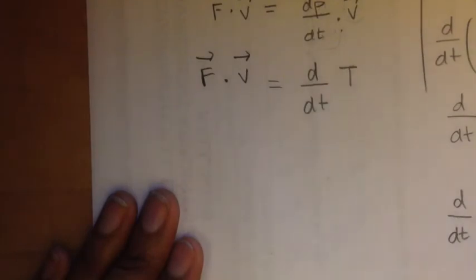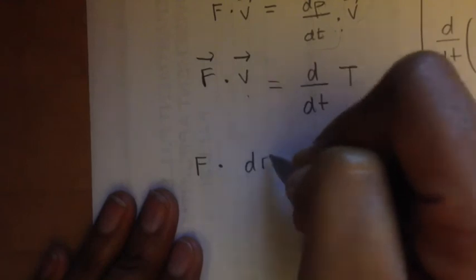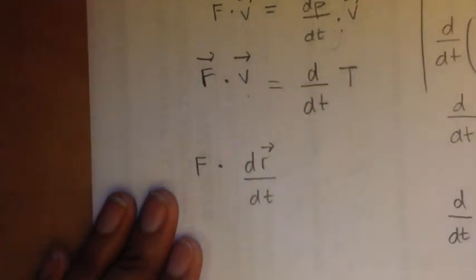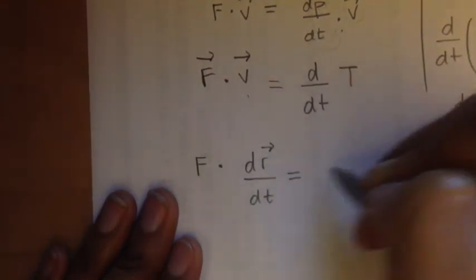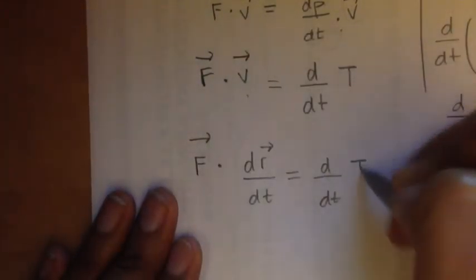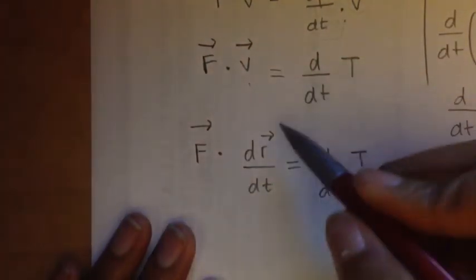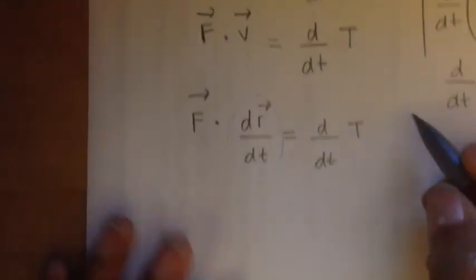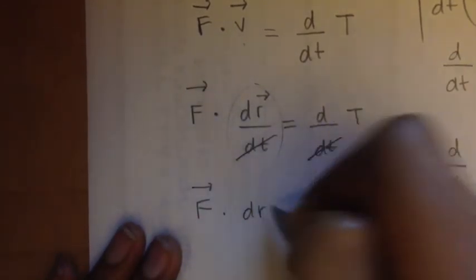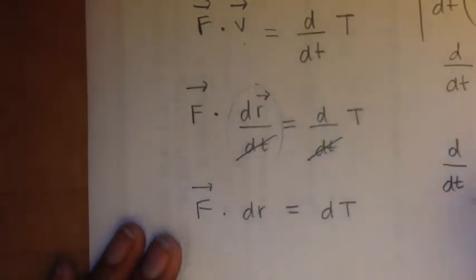Now, something that we also will notice here is that velocity is actually the derivative of the position vector with respect to time. So we rewrite it this way. And of course, the dt's cancel out. So we're left with F dr is equal to dT.